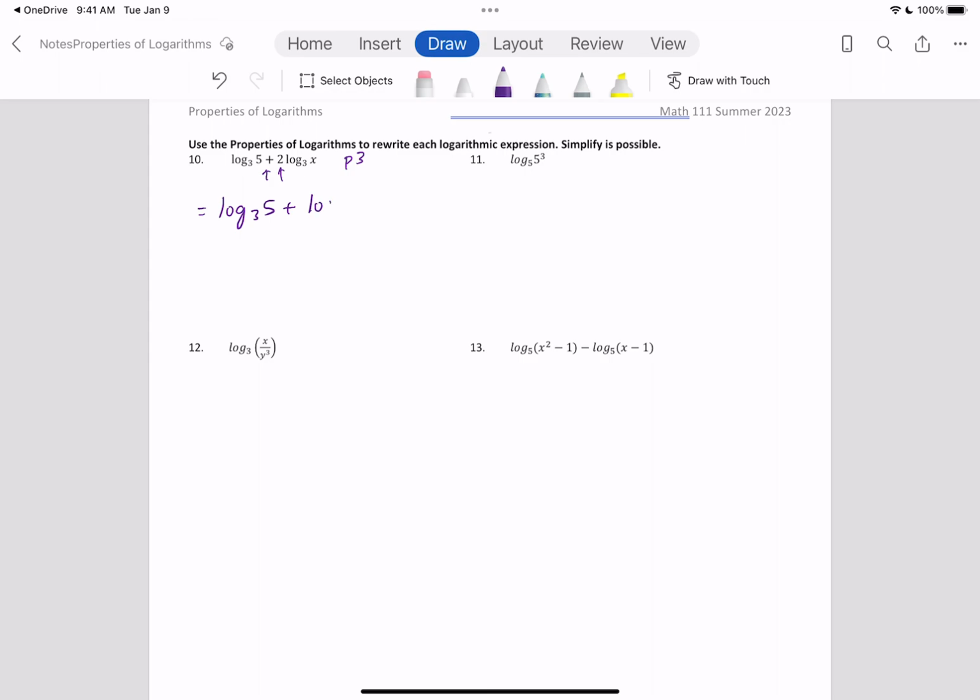So I can rewrite this second one as log base 3 of x squared. And now that we have that in form, I can use property 1 to combine these as a product. So we'll have log base 3 of 5 times x squared. And of course, that's just log base 3 of 5x squared.